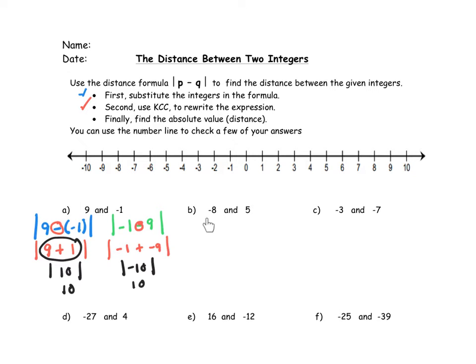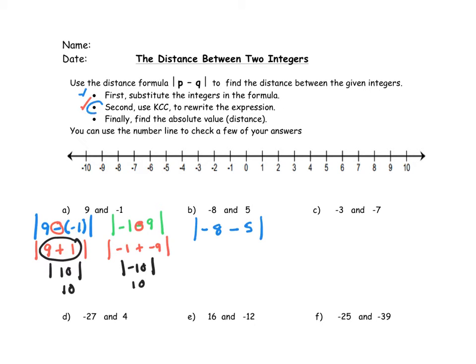So now let's look at letter B. What I'd like you to do is set up the problem using this first step right here. Substitute the integers in the formula. So put that on your paper, please. You can switch the order, but I'm going to choose to write it as -8 minus 5. If you said you wanted to write it as 5 minus -8, that's just fine. It's okay to switch the order. It doesn't matter which one we call P and which one we call Q.